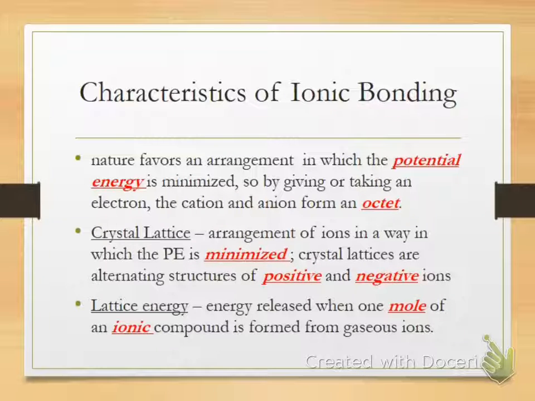Characteristics of the ionic bond. Again, nature likes things with the lower potential energy. The atoms that are participating in an ionic bond will either give or take so that they can form an octet. Okay? They form a crystal lattice, which is the arrangement of that positive-negative alternating structure. And then lattice energy is the energy released when you break it down. Okay? And so I want to take a second to look at the periodic table.